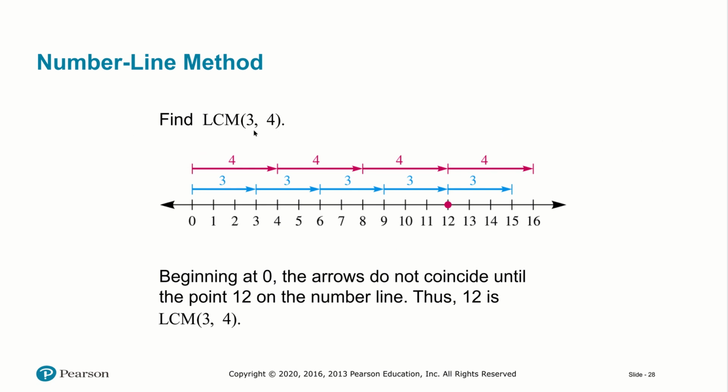Let's say we want to know the least common multiple of 3 and 4. So we start putting arrows of size 3, and we just keep going for a while. And then we start doing that with arrows of length 4, and then just do that for some time. And then see where the arrow tips are going to end at the same place. And if you notice, it's right here. That's how you know 12 would be the least common multiple of 3 and 4.